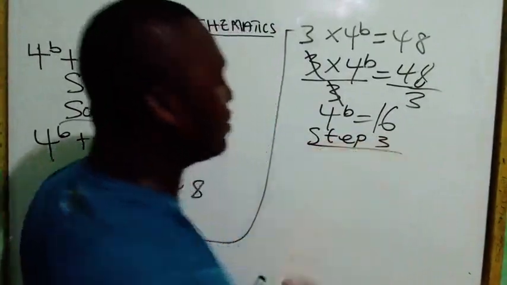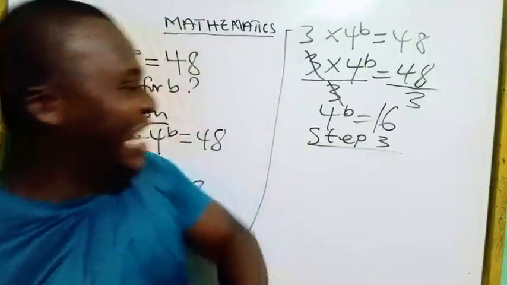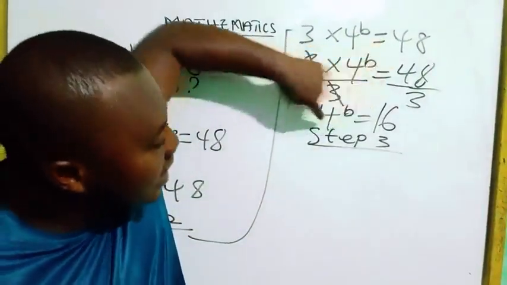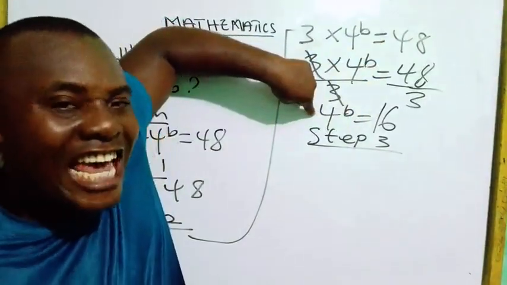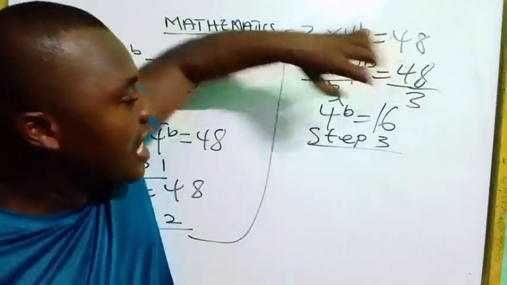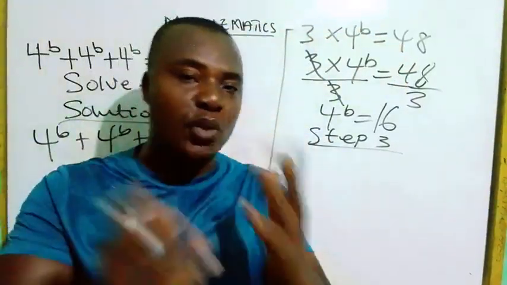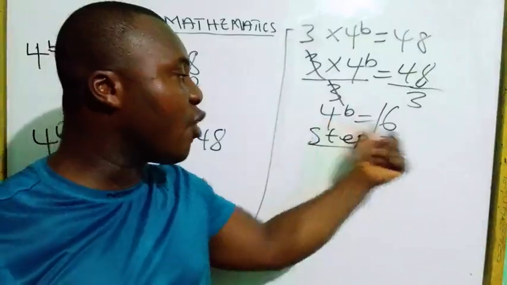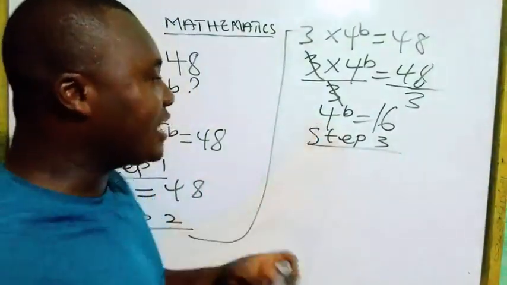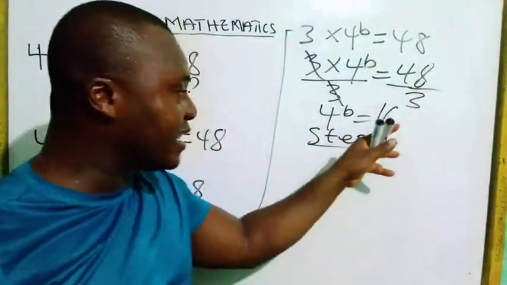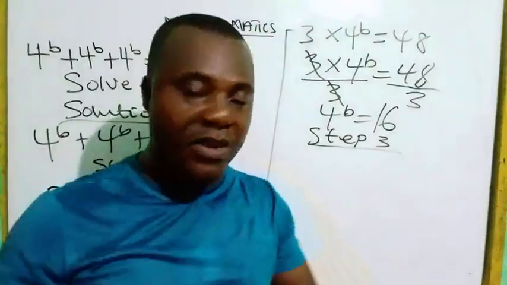Watch carefully. So step 3, what are we going to do? Now we have 4 raised to the power b. This 4 is called what? It's called base, and this is an exponent, and we have 16. Now we have to evaluate it, so we must have the same base. So we have to see 4 here and 4 here. And thank God this 4 can go into this 16. We are going to have an even number.